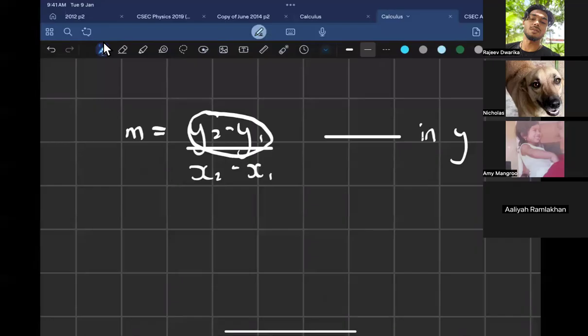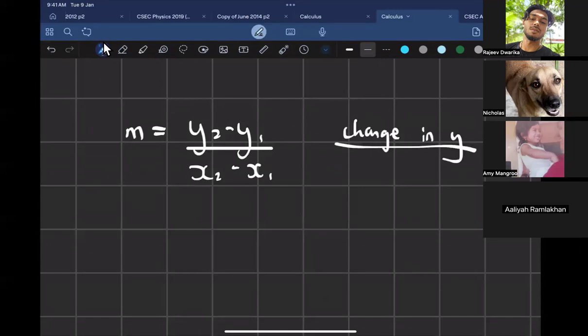Right. Aliyah, let me just say in year two you were 50 and in year one you were 20. What's the change there? You changed by how much? 2 years. Right. So gradient is actually the change in y over the change in x.